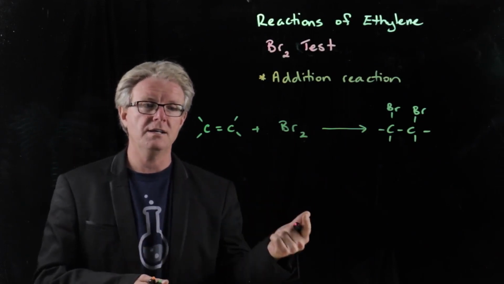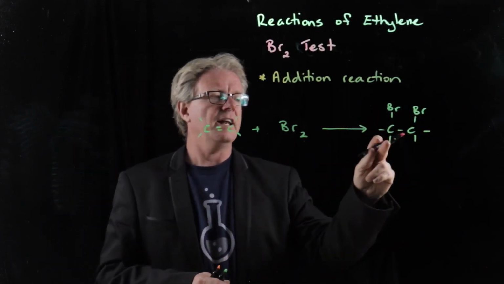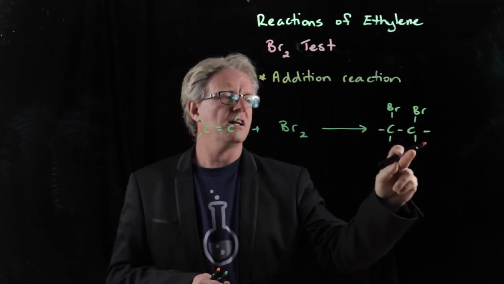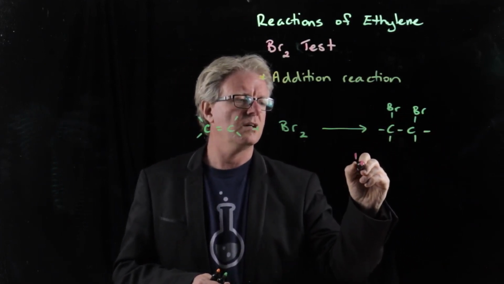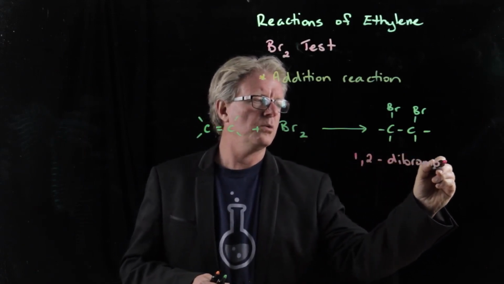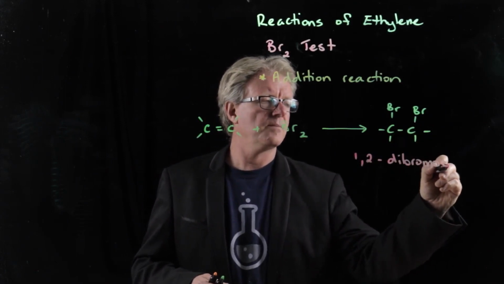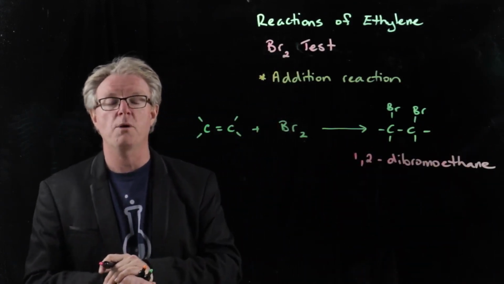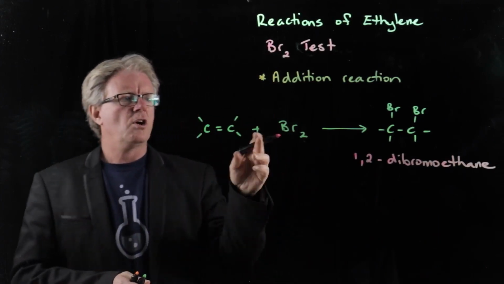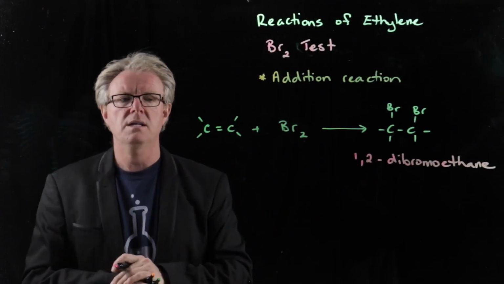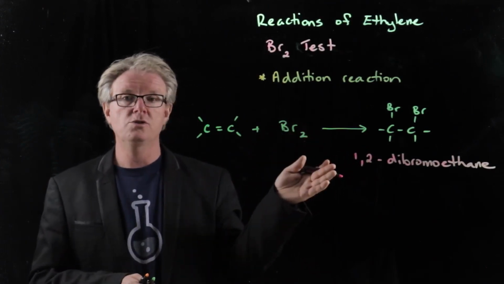Halo alkane. Halo because it's a halogen, and alkane because it's an alkane. So this is called 1,2-dibromoethane. And because the bromine is no longer in the water, it's added to our organic compound here, we get a colourless solution.